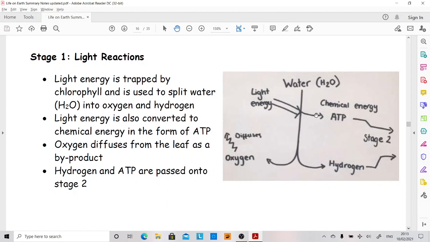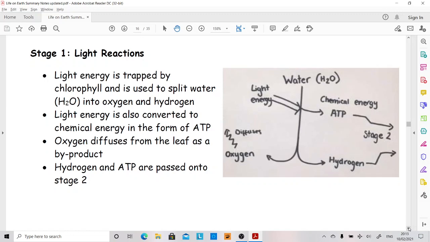Here's someone's diagram. There are all sorts of different ways you could depict it to show this information. This person here has got your water splitting into oxygen and hydrogen, showing that the oxygen diffuses away, and the hydrogen is going to stage 2 along with the ATP. There's been a conversion of energies. Light energy from the sun has been changed into chemical energy in the form of ATP. And ATP and hydrogen have to go to the second stage, which is in a different part of the chloroplast.